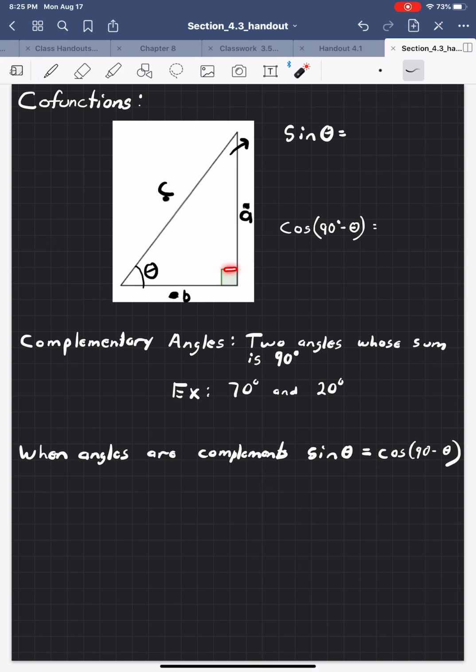Now, if you know that one of your angles is 90, then that means the other two have to add up to what? These two right here have to add up to be 90, right? Because 90 and 90 is 180. So all that means is if you know this theta, then this angle must be 90 minus theta. And that's what's happening here. So sine of theta is always going to be equal to cosine of 90 minus theta.